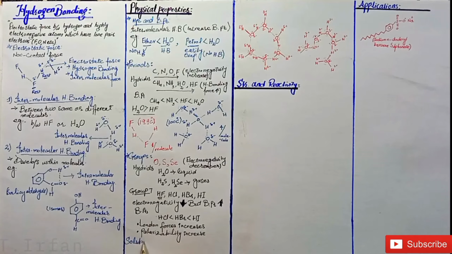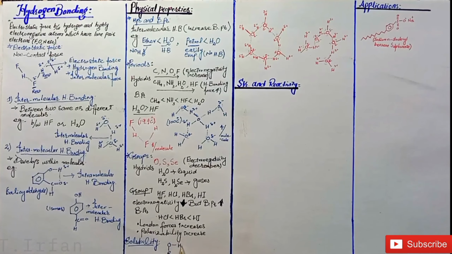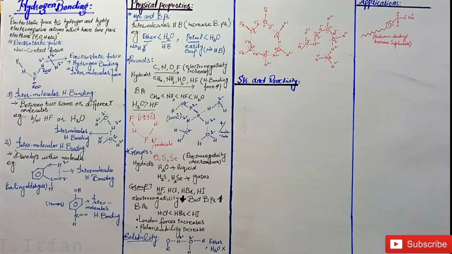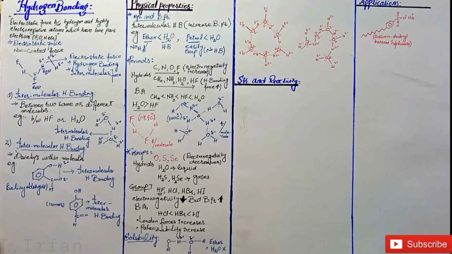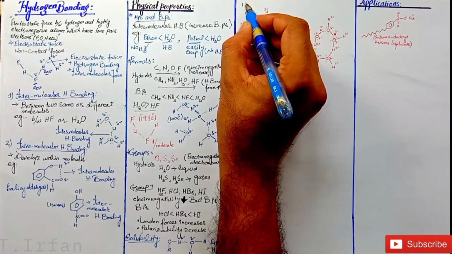And when we discuss the effect of hydrogen bonding on solubilities, again those molecules which show intermolecular hydrogen bonding are soluble. For example, alcohols are soluble in water. This is because alcohols form hydrogen bonding with water. And ethers are not soluble in water because they don't form hydrogen bonding with water. And in the case of those molecules which show intramolecular hydrogen bonding, their interaction with the solvent is restricted, so they are less soluble or not soluble.